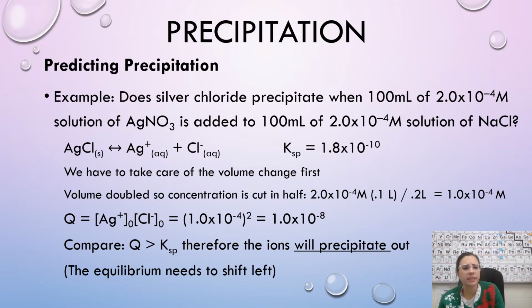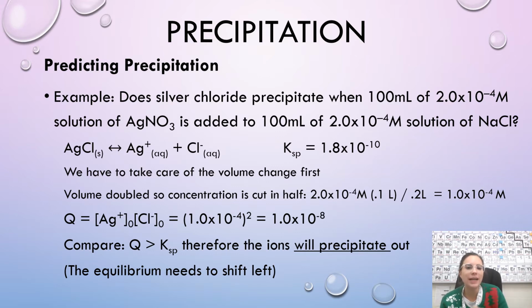So let's look at this example. Does silver chloride precipitate when 100 milliliters of 2.0 times 10 to the negative 4 molar solution of silver nitrate is added to 100 milliliters of 2.0 times 10 to the negative 4 molar solution of sodium chloride? Immediately we see that this question is a little bit different than the previous question because we are adding two solutions together. This is similar to when we were creating buffers. When we add two solutions together, we're changing volume. When volume changes, concentration changes, okay?